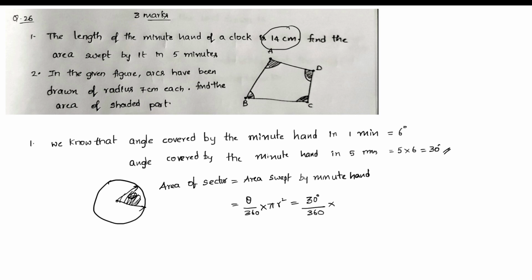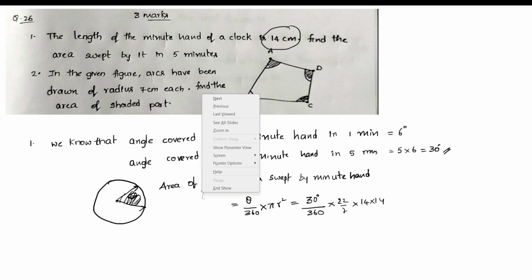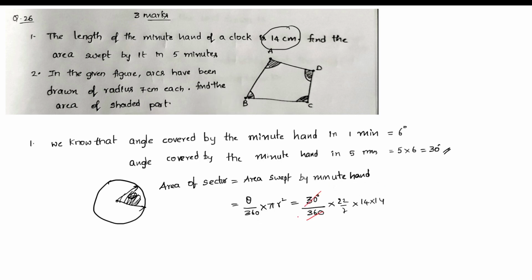If r is a multiple of 10, like 10, 100, 1000, then I can take the pi value as 3.14. Since the r value is 14 here, I can take pi as 22 by 7 into r square. R means 14 times 14. Then if I cancel, I'll get the answer. 3 ones are 3, 12s are 7 times 2 and 2 times 6, and 2 times 3, 2 times 11. So the answer is 154 by 3 centimeter square.